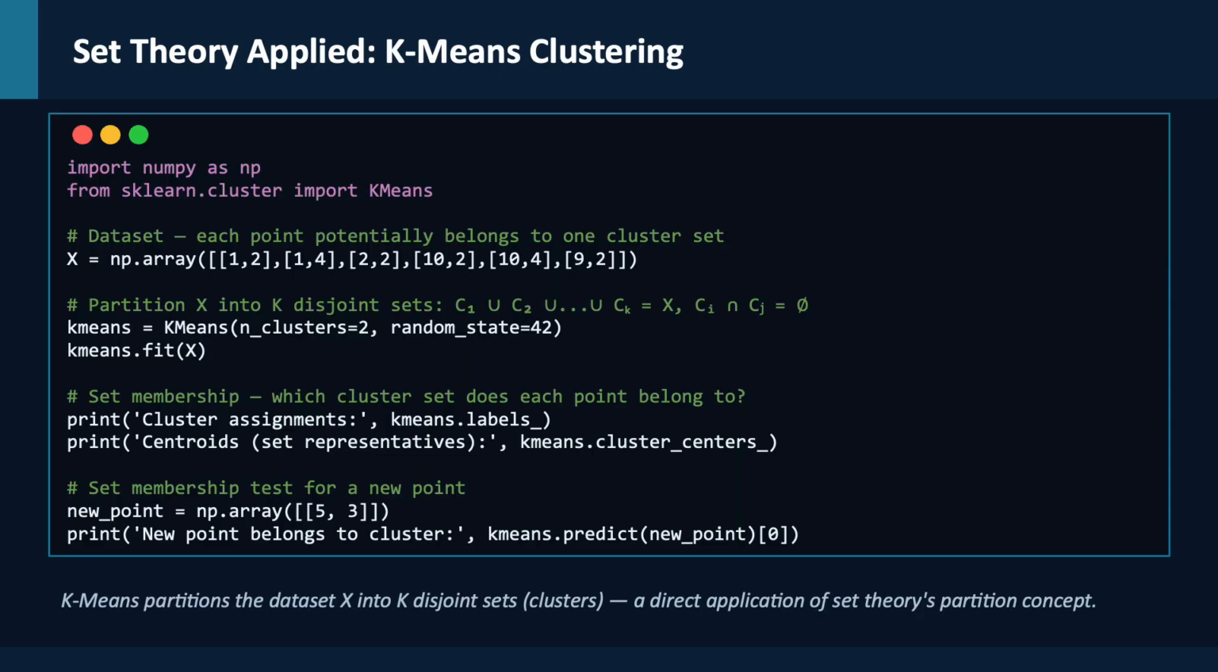Set theory applied: k-means clustering. Now we see set theory in action with a real algorithm called k-means clustering. This algorithm takes a large pile of unorganized data and automatically sorts it into groups so that items within each group are more similar to each other than to the items in other groups.